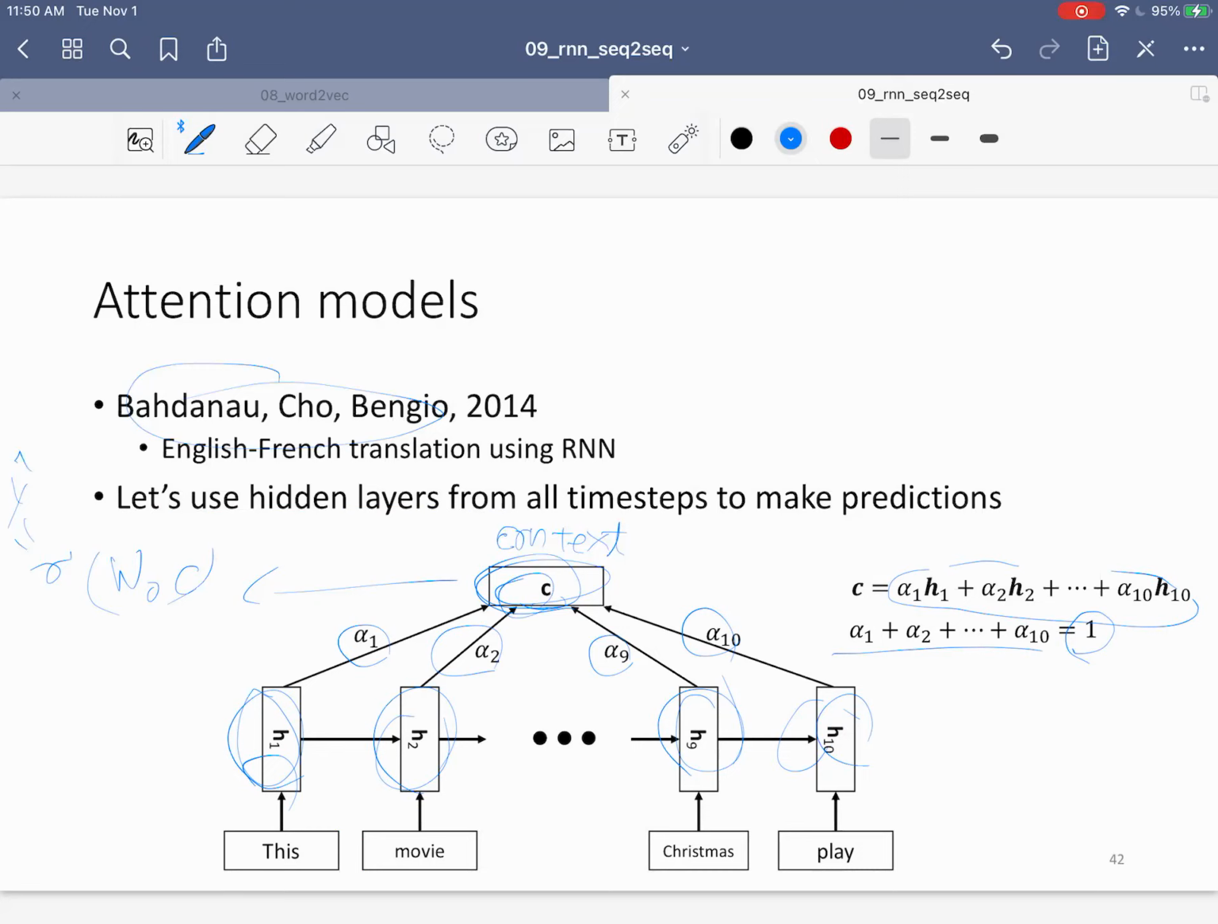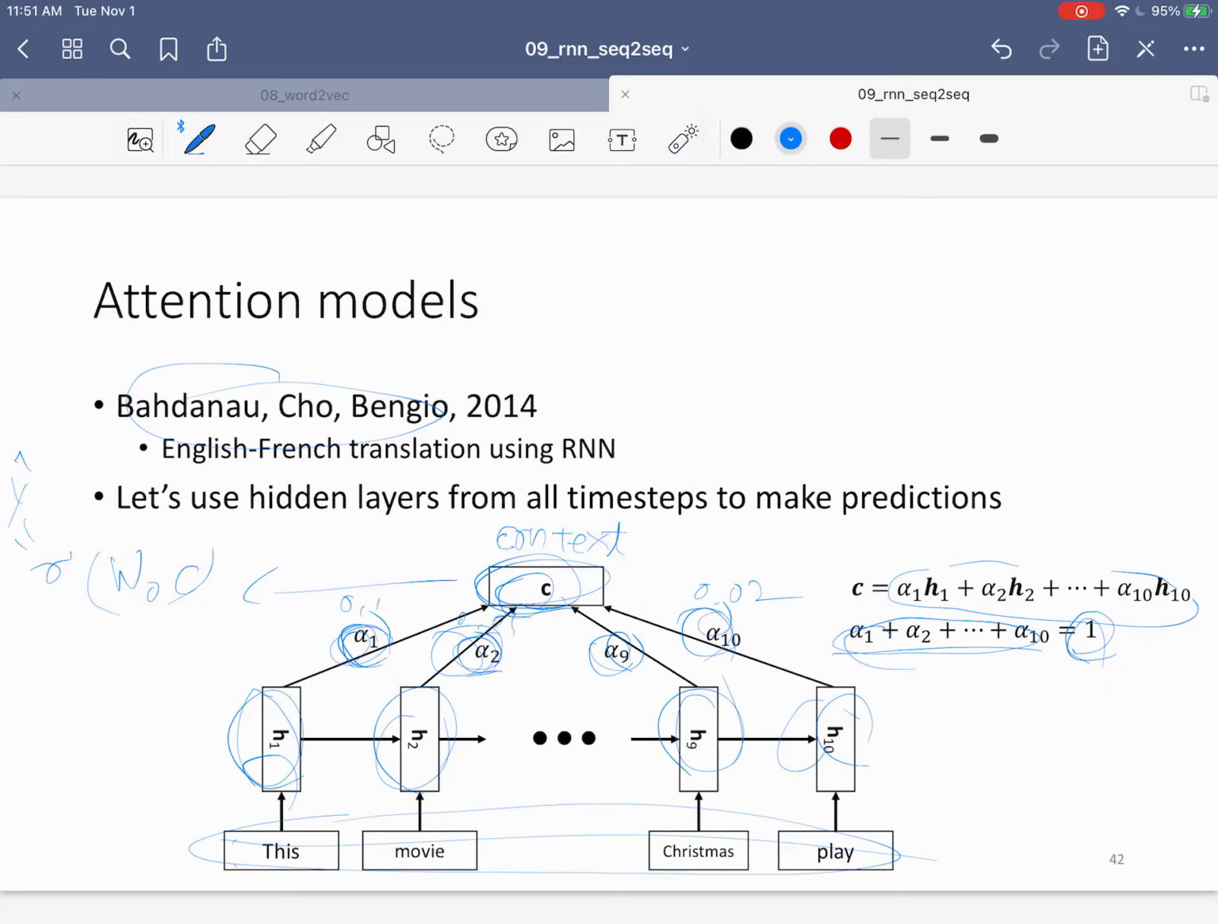Like H1 to H10, you want to add them in a manner where the summation weights have to sum to 1. So how do we decide the weight proportion? Like alpha 1 should be 0.1, this should be 0.05, or 0.00002. We can't dictate the weight ratio for each different word. It's not like this movie is the only sentence we're going to use. We have an infinite number of sentences that could come in, and we can't decide or fix the number.